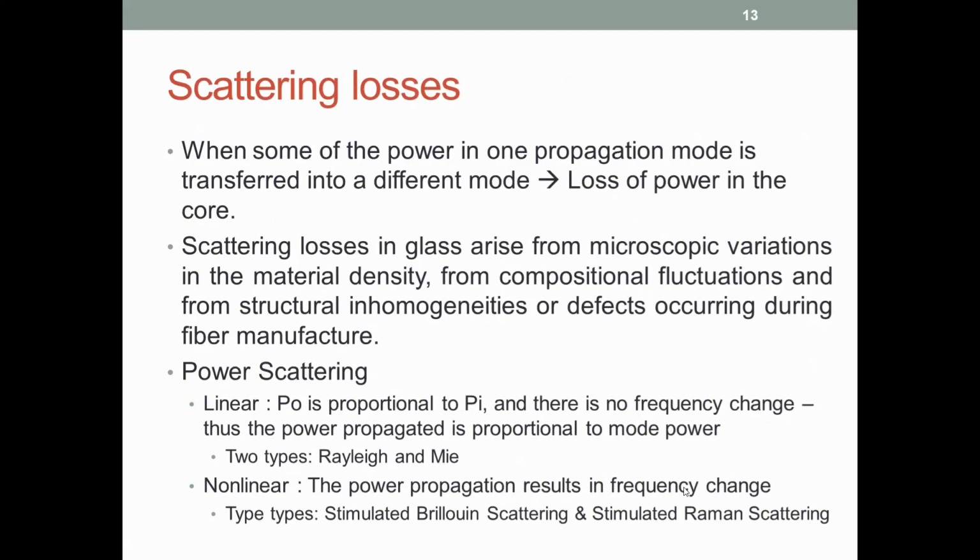Next comes scattering. We already talked about absorption, intrinsic and extrinsic, and before that attenuation, the lowering of the amplitude. There are two types of scattering: linear scattering and non-linear scattering. Let us talk about both. Some of the power in one propagation mode is transferred to a different mode. One mode is converted to a different mode, maybe single mode power is converted to multiple modes, so there is a loss of power.